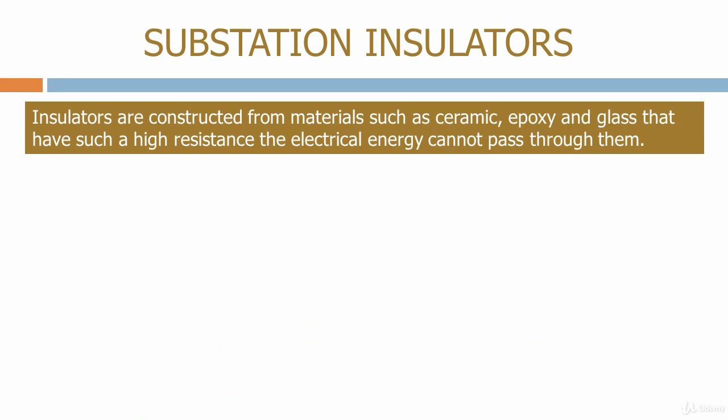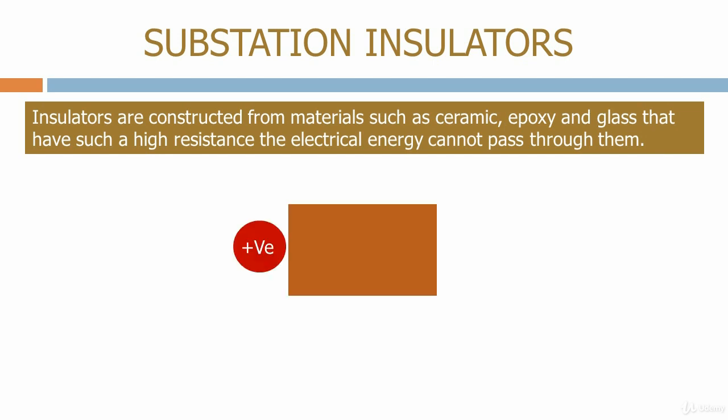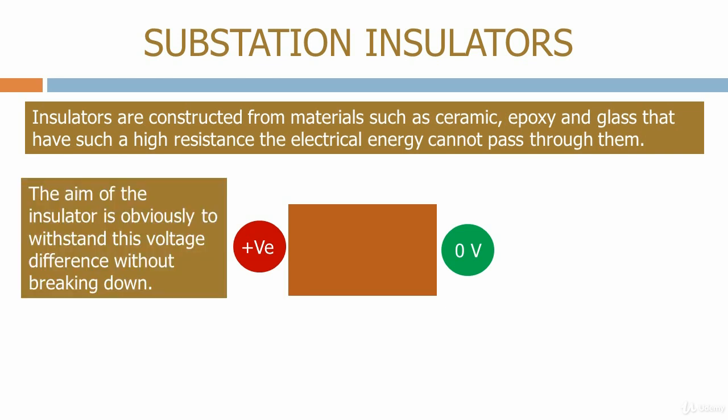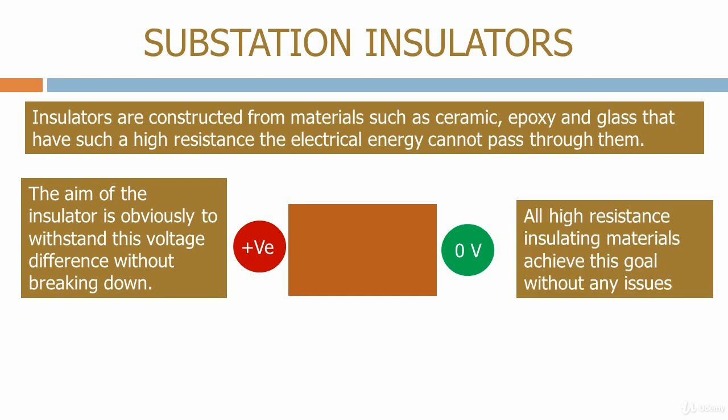Insulators are constructed from materials such as ceramic, epoxy, and glass that have such a high resistance the electrical energy cannot pass through them. Most insulators have a positive voltage potential on one side, caused by the live conductor or busbar, and a zero potential on the other side, caused by the grounded structure. The aim of the insulator is obviously to withstand this voltage difference without breaking down. All high-resistance insulator materials achieve this goal without any issues.